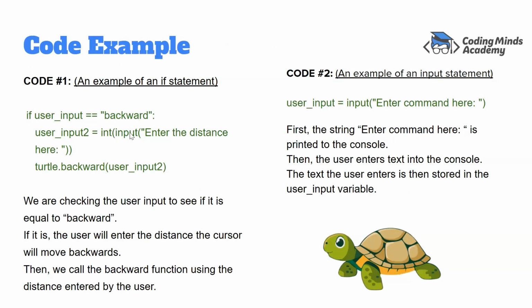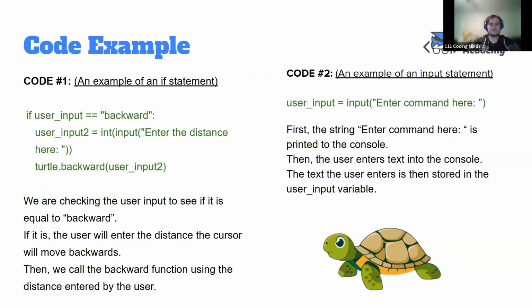This is an example of an if statement. So we are checking the user input to see if it is equal to backward. If it is, the user will enter the distance, the cursor will move backwards. Then we call the backward function using the distance entered by the user.